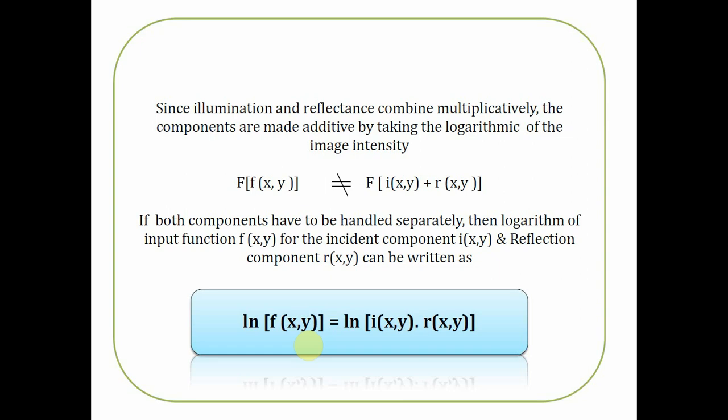We have already seen the logarithmic transformation. In order to reduce the dynamic range of higher pixels, we are going for the logarithmic transformation. We already saw the power law transformation. So in order to compress the dynamic range of the higher pixels, we go for the logarithmic transformation. So we took a logarithmic function on f of xy, and we get ln, that is the logarithm of I of xy into r of xy.